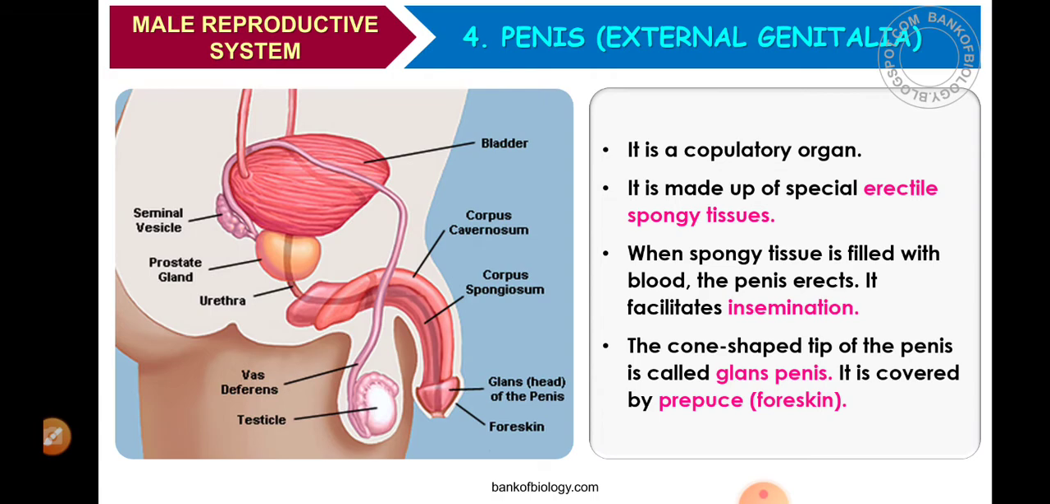The cone-shaped tip of the penis is known as the glans penis. It is a sensitive structure. It is covered by skin known as foreskin. In some religions, due to religious views, the foreskin is removed in early life, likely in childhood or before puberty.